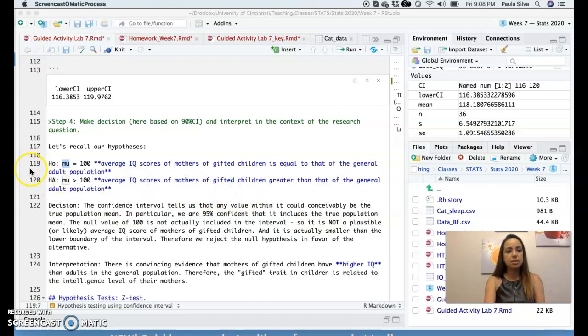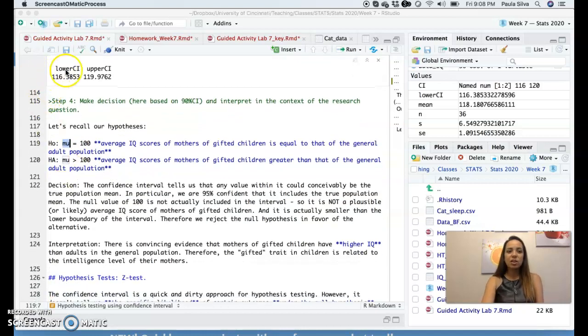Let's recall our hypothesis. The null hypothesis is that the average IQ of mothers of gifted children is 100, just like the typical population, and the alternative hypothesis is that the average IQ of mothers of gifted children in the population is greater than 100. What we have here is that 100 is not part of this interval. It's not contained in this interval, and the interval is actually all above 100. So 116 is greater than the typical value for the population.